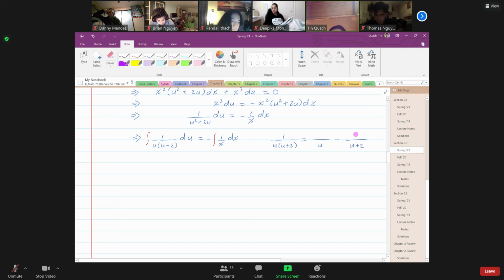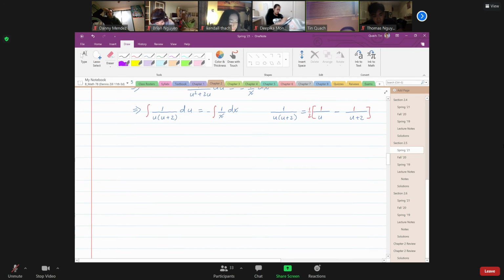So when you combine these two, you get 2 over u and u plus 2. But on the left side, my fraction has a 1. So I don't want a 2. To get rid of that 2, I just multiply everything by 1/2. And I put a 1 and a 1 here, and that should work. That's how I get the partial fractions when the denominator is simple like this.